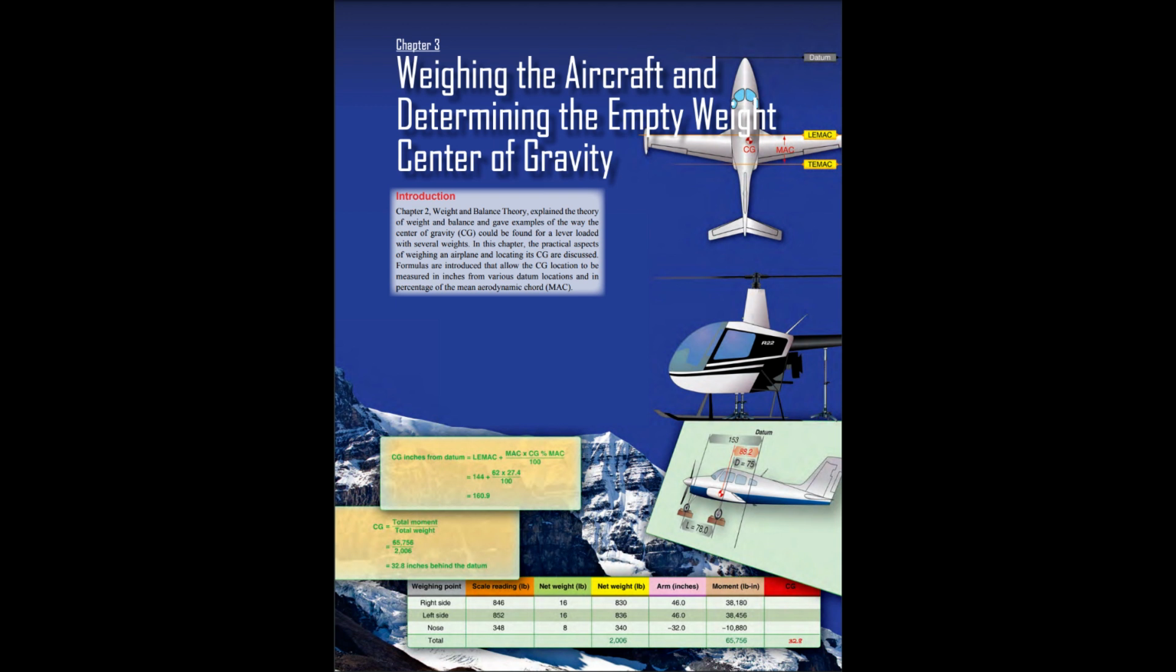Introduction. Chapter 2, Weight and Balance Theory, explained the theory of weight and balance and gave examples of the way the center of gravity, CG, could be found for a lever loaded with several weights. In this chapter, the practical aspects of weighing an airplane and locating its CG are discussed. Formulas are introduced that allow the CG location to be measured in inches from various datum locations and in percentage of the mean aerodynamic chord, MAC.